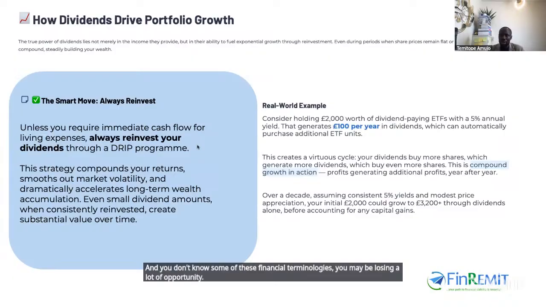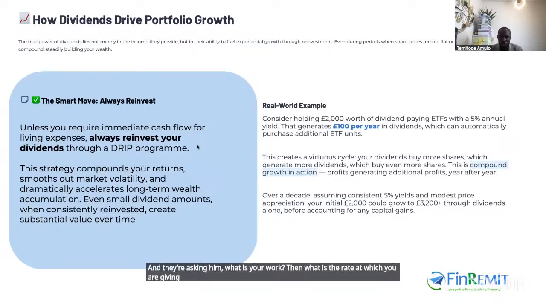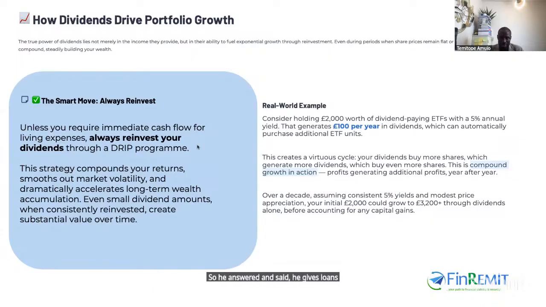The full meaning of WACC is weighted average cost of capital, and they are asking him, what is your WACC? And then what is the rate at which you are giving student loans? So he answered and said he gives loans to students at 30%. Then they ask again, is it 30% per annum or 30% per month? Because a loan can be given out per month or per annum.